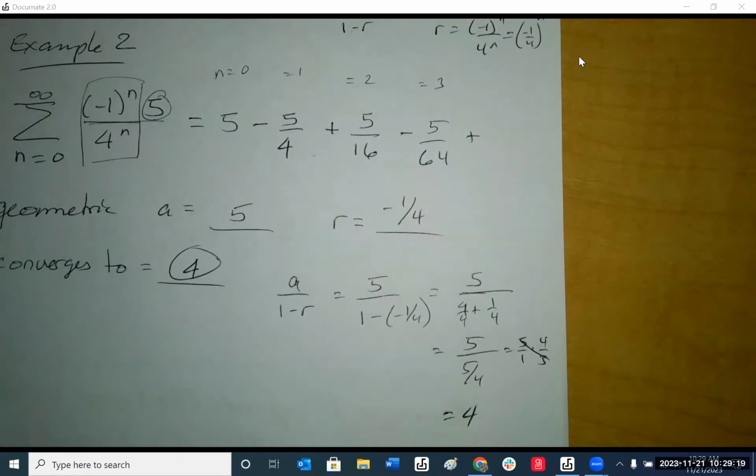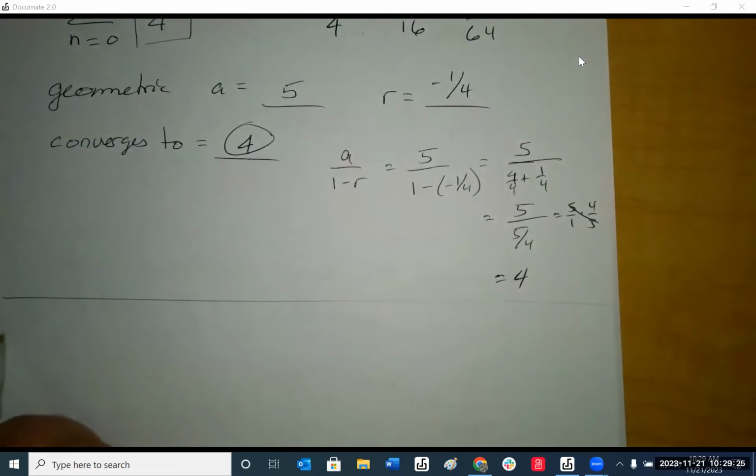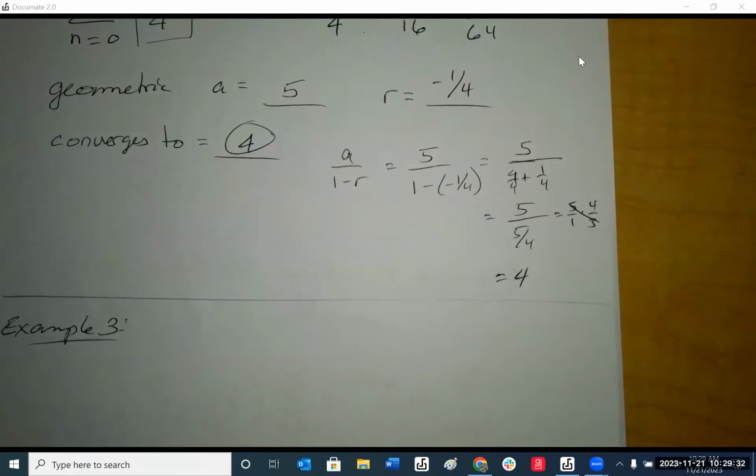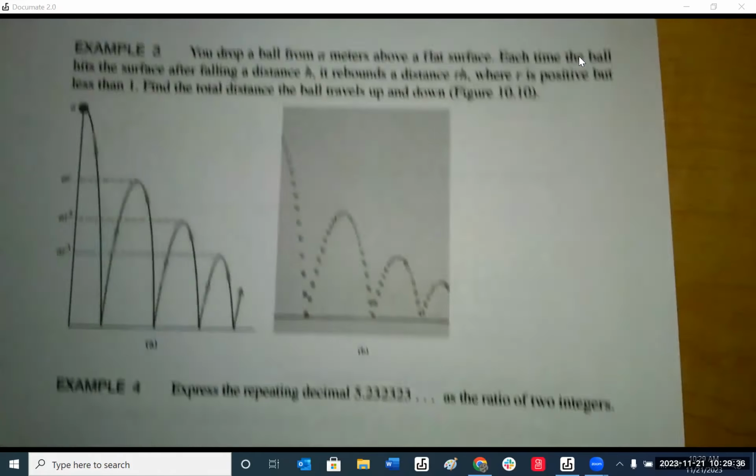All right. Let's look at example 3. Example 3 looks like this.